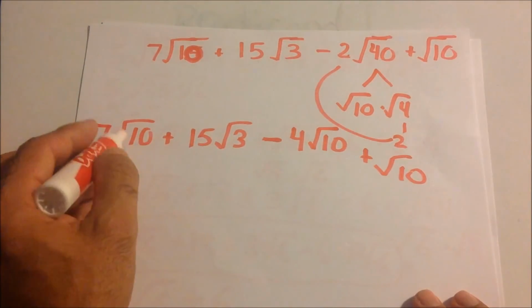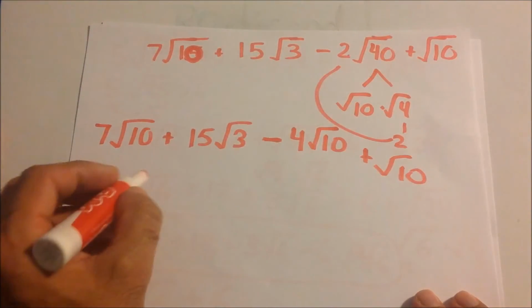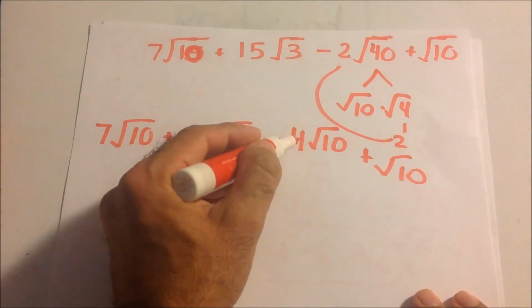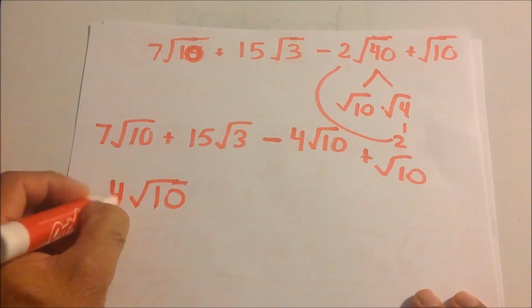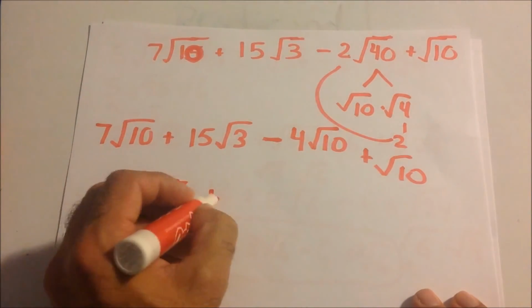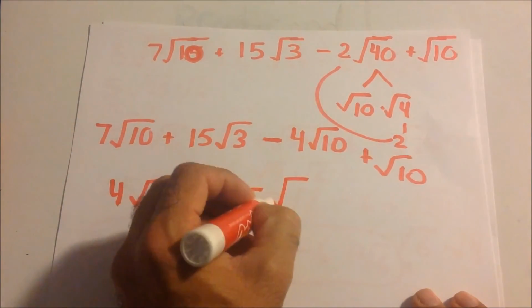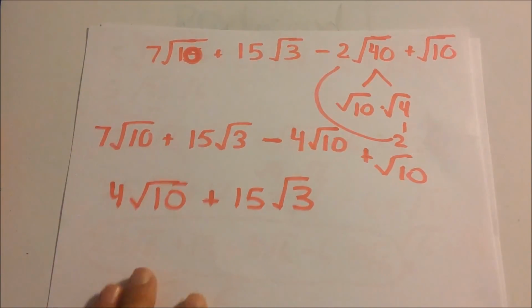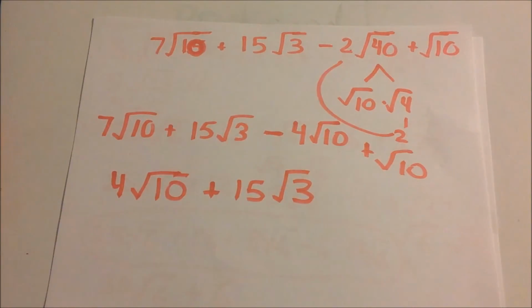In this one, we have a 10, 10, and 10. So we can combine everything. There's a 10. 7 minus 4 is 3, plus 1 is 4. And then we have that. There we go. So think of variables when you're thinking of radicals. It's the same way we combine them. And look for perfect squares. Okay? Great job.